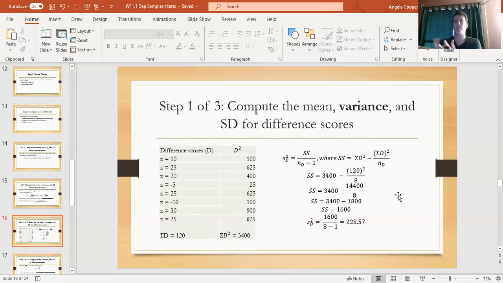So let's go back to that equation where it seemed like it was essentially the same. So we have our variance for the different scores is equal to the sum of squares divided by the number of different scores minus 1. And to calculate the sum of squares, we have to take the sum of the squared different scores minus the sum of the different scores squared divided by the number of different scores. Whew. Okay, so let's just go through this slowly.